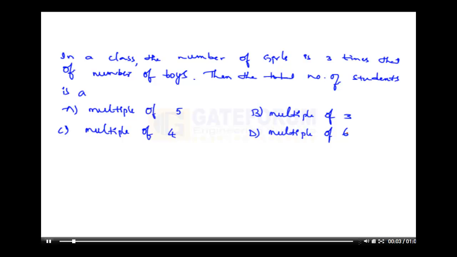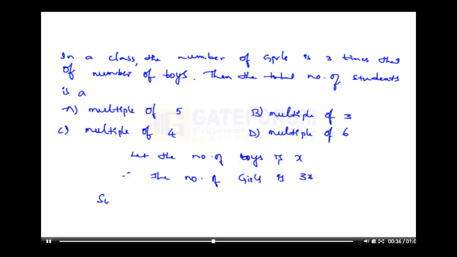The number of girls is 3 times that of the number of boys. So let us take the number of boys is x. Therefore, the number of girls is 3x. Now what we require here is the total number of students in a class.